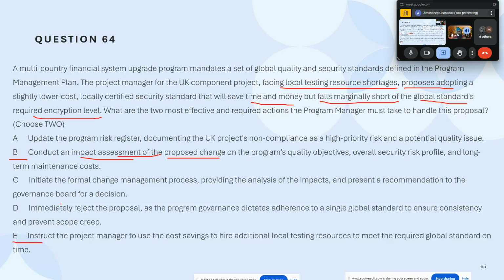So my suggestion over here is, at least for the PMI exams, don't get too involved in how the real world happens, because the real world has so many dynamics in there. For example, what PMI says is that in whatever project we do, we should always be ethical, which is always the right thing to do.